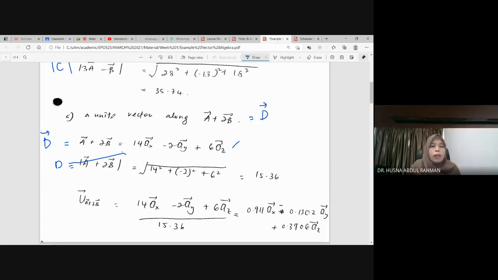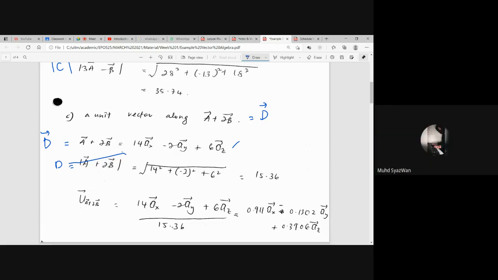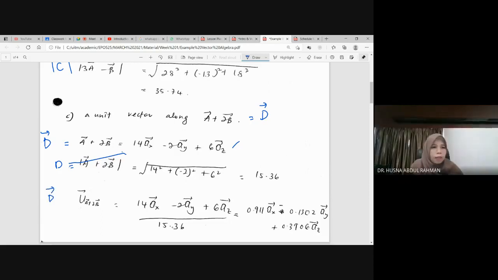And then to find the unit vector, you have to use the equation: vector divided by magnitude. Do you remember the equation from earlier? D divided by magnitude of D, right? Yes. So D from earlier, this one, divided by the magnitude of D is this, so you get this.